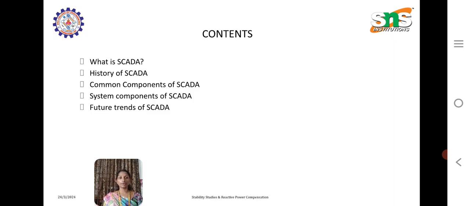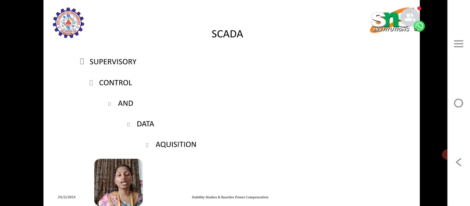Okay, first we will see the contents. So we are going to watch what is SCADA, history of SCADA, common components of SCADA, system components and future trends of SCADA in this video. So what is SCADA? It is supervisory control and data acquisition. So this is a system where it will fetch some data and intimate to us through the communication methods.